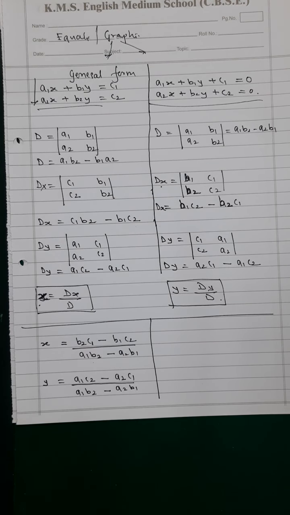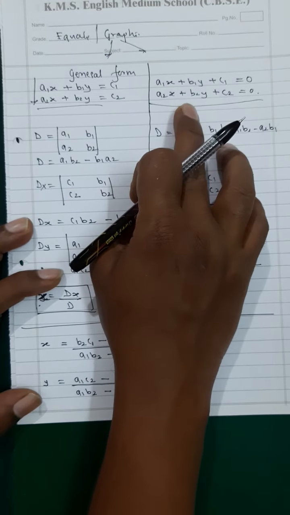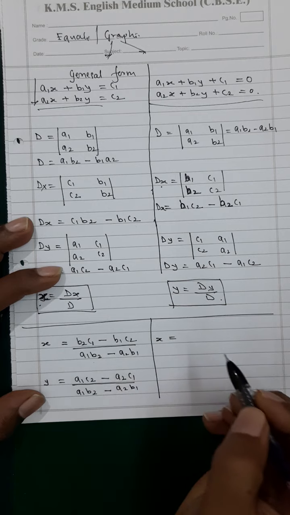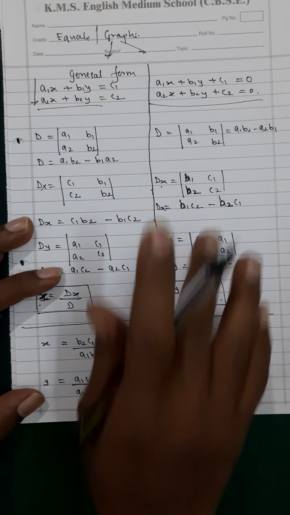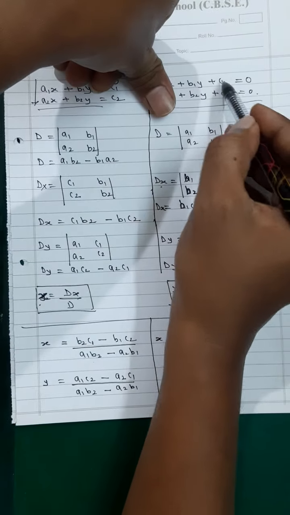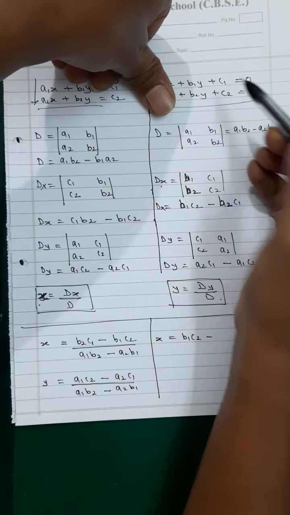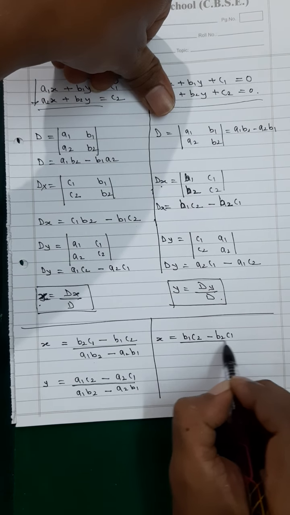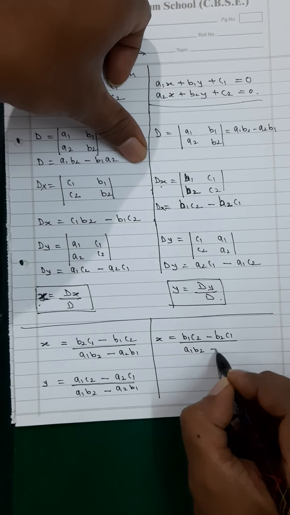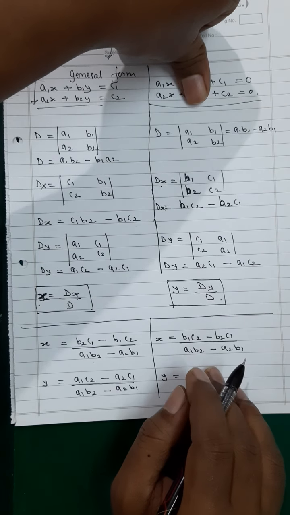Okay, the same formula applies if it is like this. In this case, where the alignment is a1, a2, b1, b2, c1, c2 on the left hand side equal to 0 on the right hand side, still x is equal to dx by d. Here you are not going to swap the places for dx. For dx it will be the same, b1, b2, c1, c2. So b1 into c2 minus b2 into c1 upon d. D is still the same, a1 b2 minus a2 b1. And this time for dy you are going to swap the places.